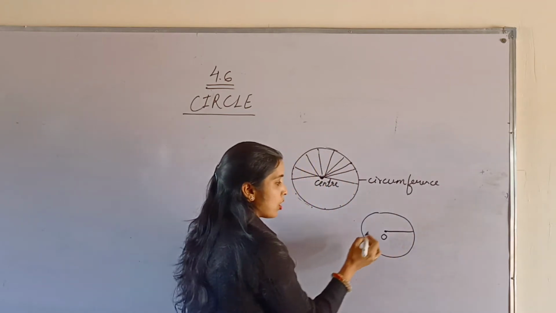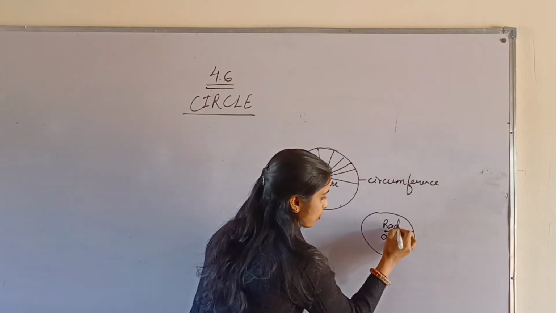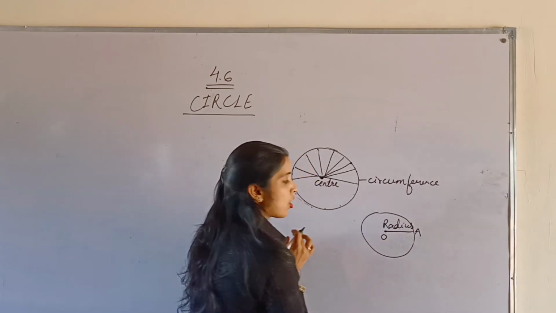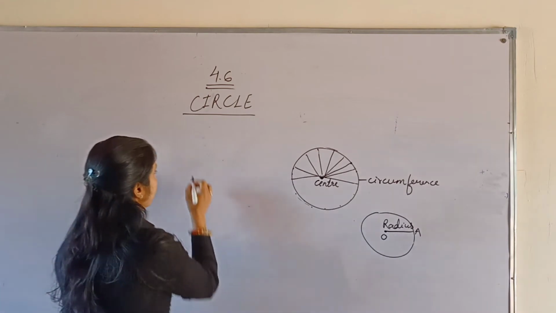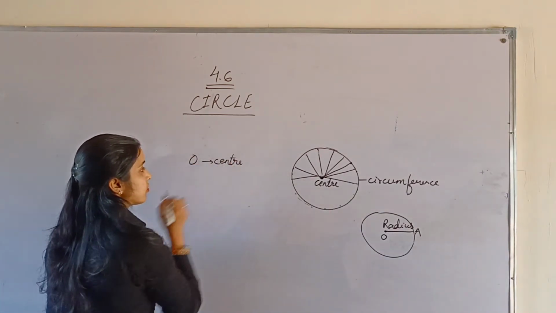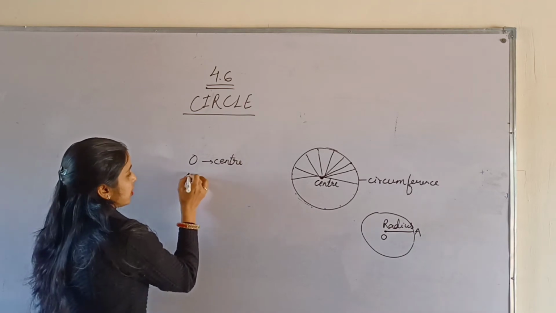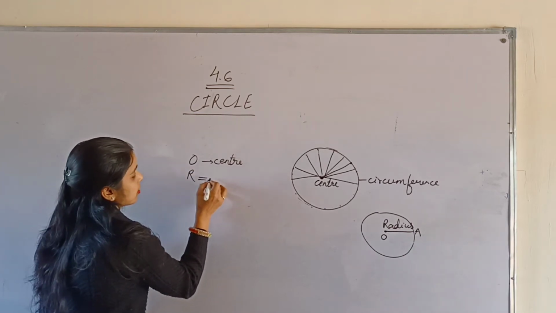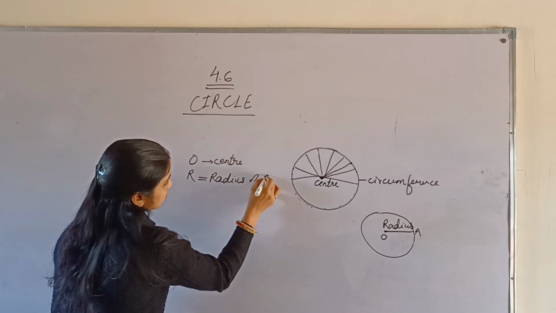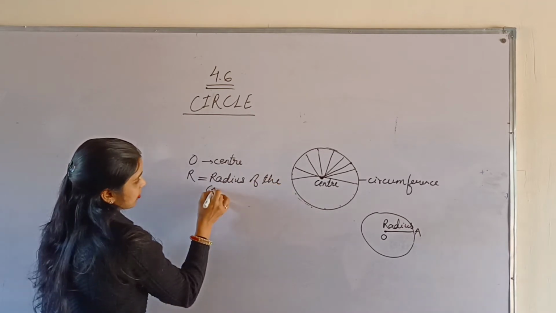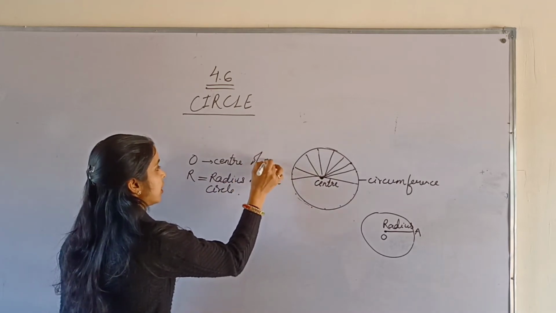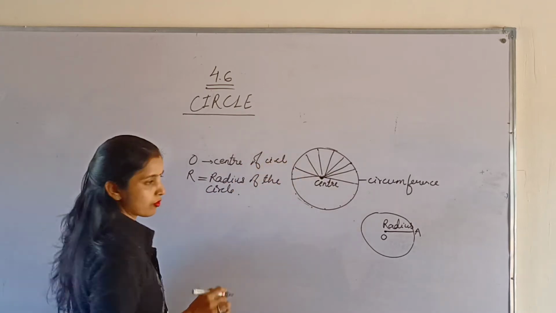This is called the radius. What do we call this, children? Radius. This OA is called the radius. O is what? The center of the circle. And R is what? The radius of the circle. This is the center of the circle. This is the radius of the circle.